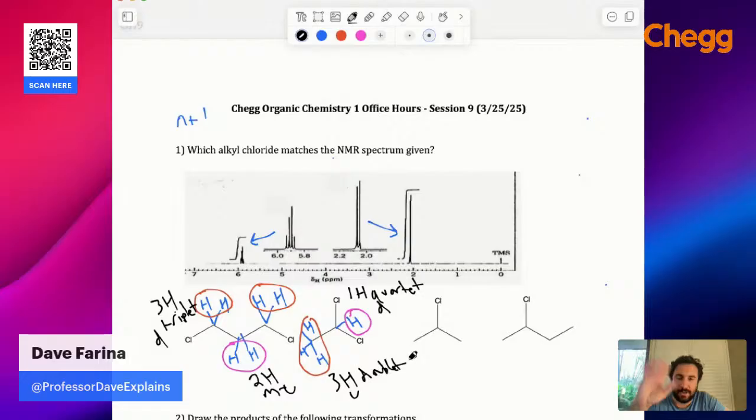I'm just saying that one is more downfield and one is more upfield. I'm just comparing those two. That's all I'm doing with that. Okay, so now let's check this out.